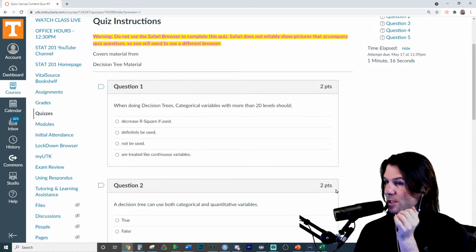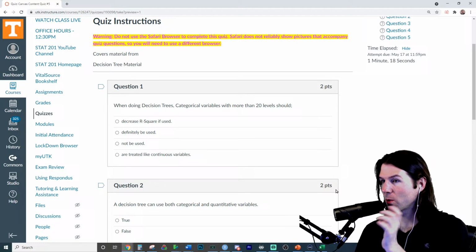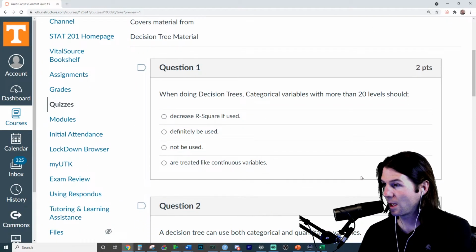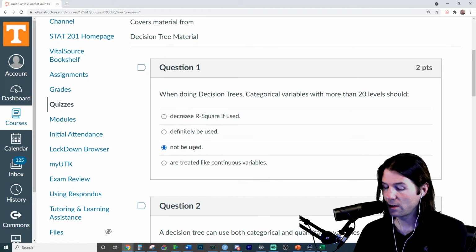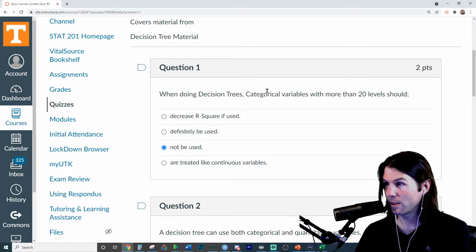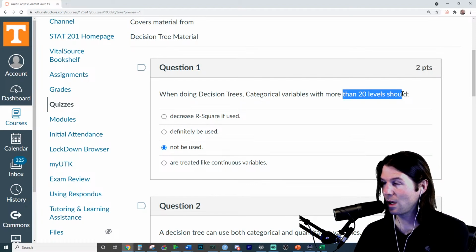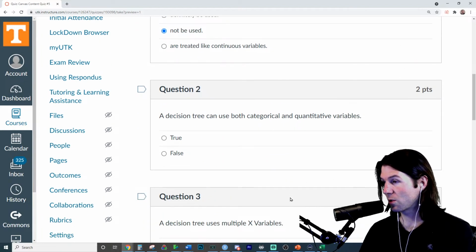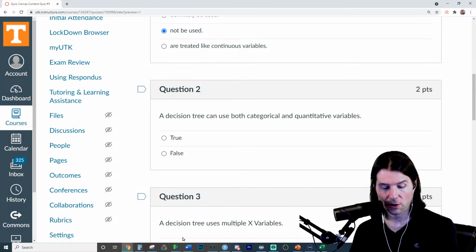So we have 3 types of variables: quantitative, categorical, and identifier. When we have categorical variables with lots and lots of levels, we actually do not include them in a decision tree. Categorical variables with lots of levels act like identifiers. Like if I say, what's your favorite ice cream flavor? That's going to have a lot of levels, and we do not include those in a decision tree. So I'll show you what a decision tree is.